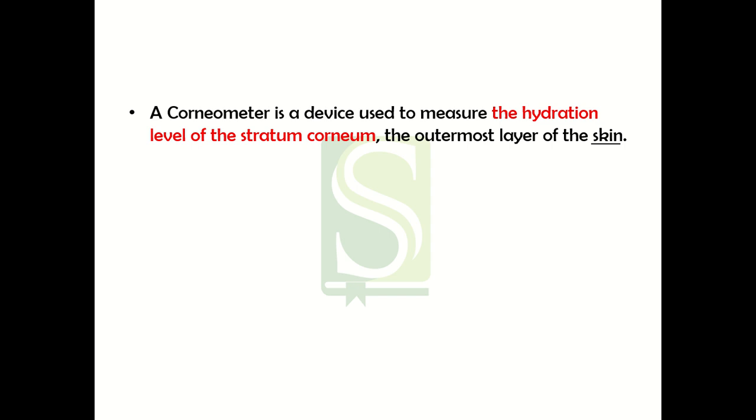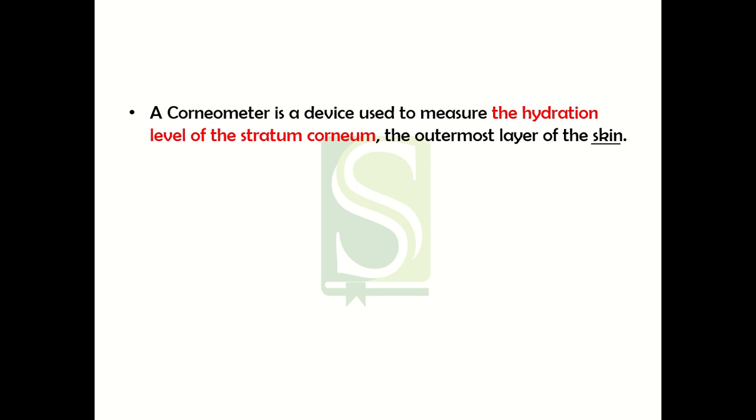Now there are various instruments which are used to determine the hydration level of your stratum corneum. Out of the many available instruments, the best one is the corneometer. Now what is a corneometer? A corneometer is a device which is used to measure the hydration level of the stratum corneum, which is the outermost layer of the skin.